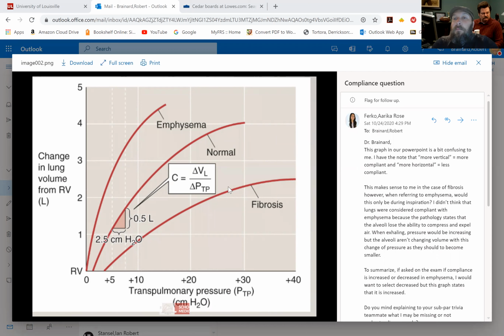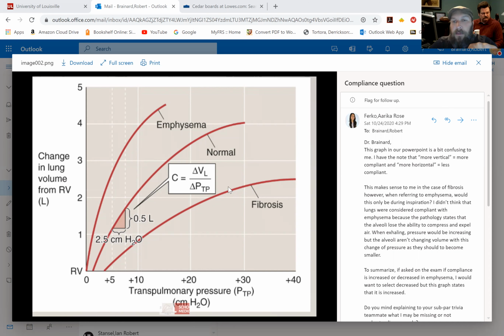So remember that compliance, if we're actually looking at what the formula is, is the change in volume for any given change in pressure. So compliance is low if it's really hard, if you have to increase the pressure a lot just to get a little bit of volume change, right? That means the compliance is low, the stretchability is low. But if we do the opposite, it just takes a little bit of a pressure change to make a big volume change, and that means the compliance is high.